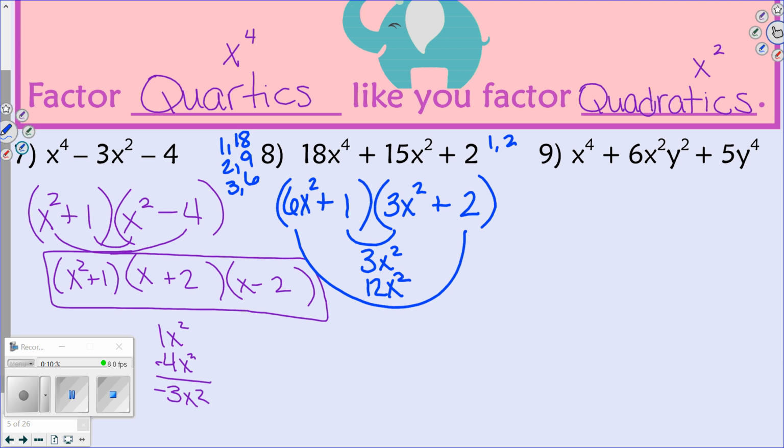Do either of these factor further as difference of squares? No, they're both plus signs. That's my one red flag. And none of them are actually perfect squares. So I'm done there. Not so bad.